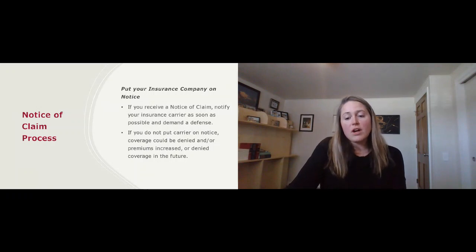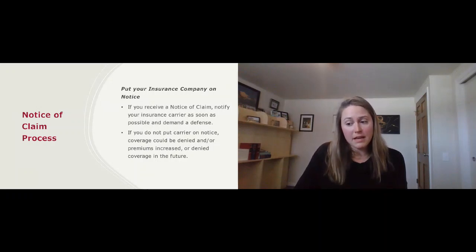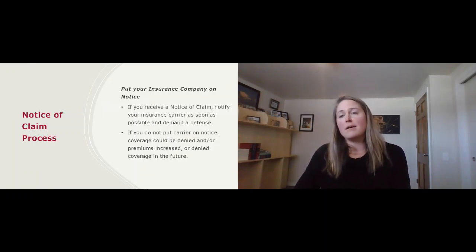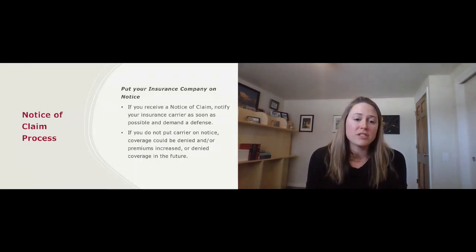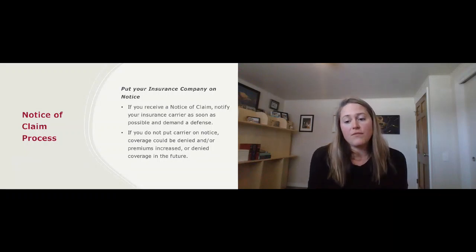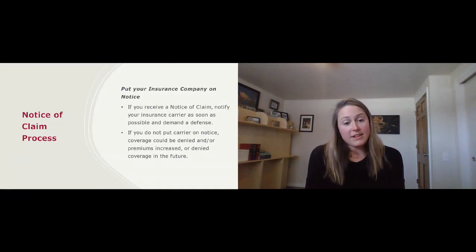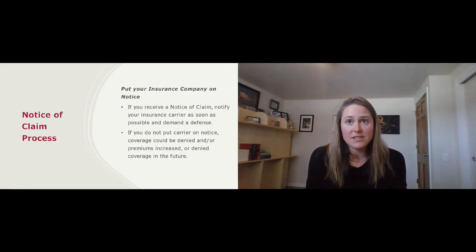And I've heard from some that there's a fear of putting your insurance carrier on notice of a claim because a claim against you, even if it has no merit, might impact your insurance costs. So you might think that your premium could go up, or you might be afraid that you can't get insurance in the future. Even if the claim has no merit, just telling them about a claim might harm your coverage. It is far worse to not notify them, because you really want to be working with your insurance. That's why you have insurance.